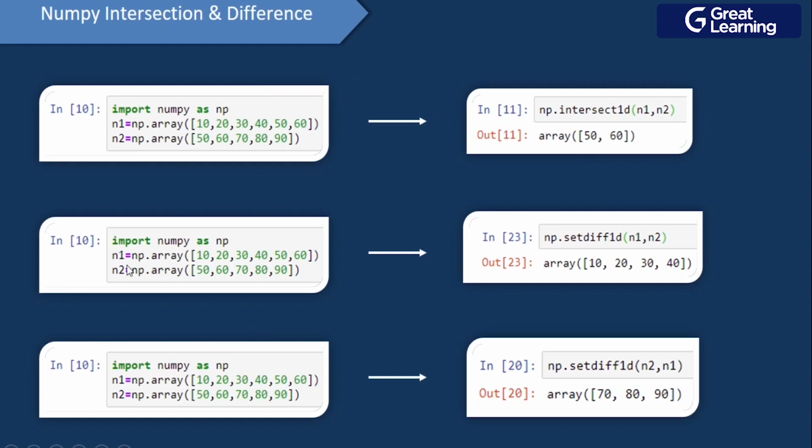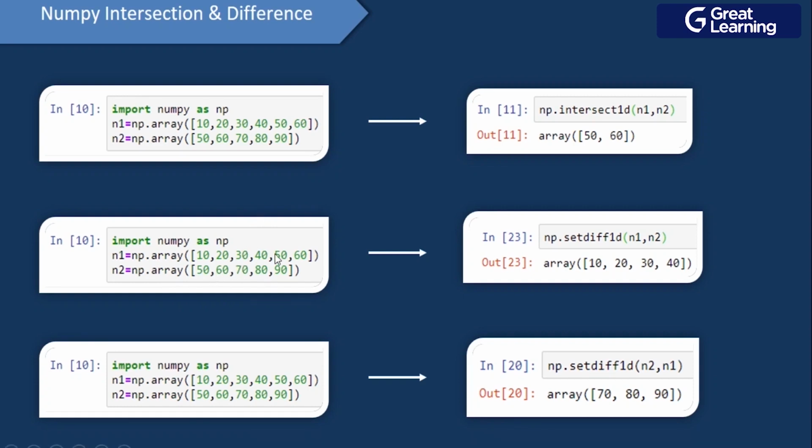Then over here I have n1 and n2. If I want to find out all the elements which are unique to n1, then I can use the setdiff1d method. Here in n1 we have the elements starting from 10 going on till 60. In n2 we have elements starting from 50 going on till 90. So here as you guys see, 50 and 60 are common in n1 and n2.